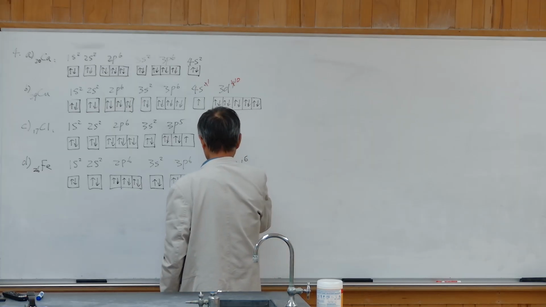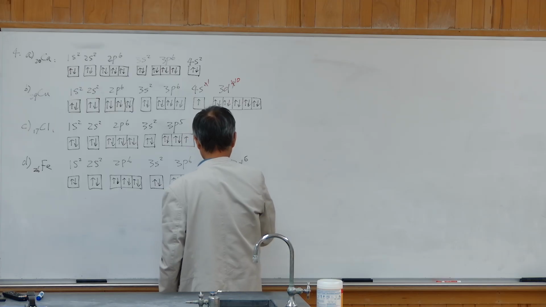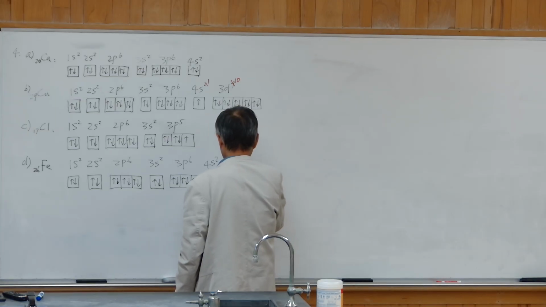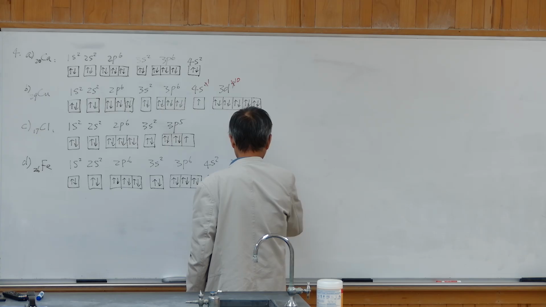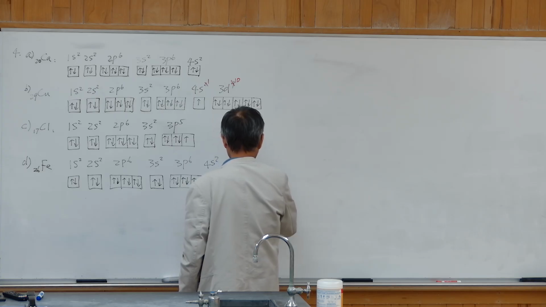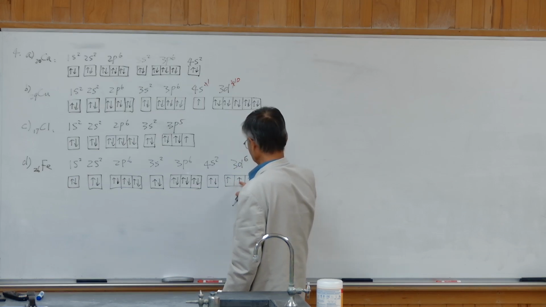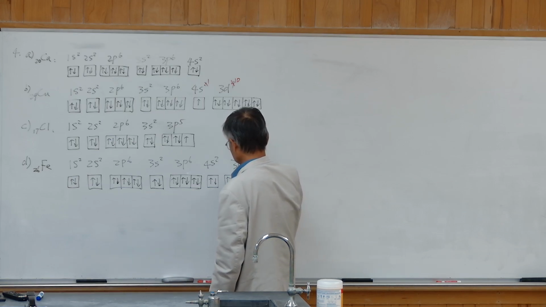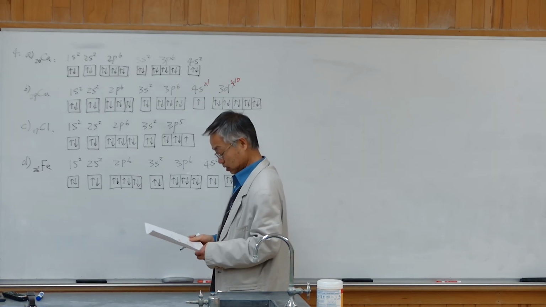Then 4s, and 3d, d subshell, 5 orbitals. Place 1 electron in each orbital first. This is what Hund's rule requires. Then place the last one in any one of these 5, but must be in opposite spin direction. Okay, this is question 4.